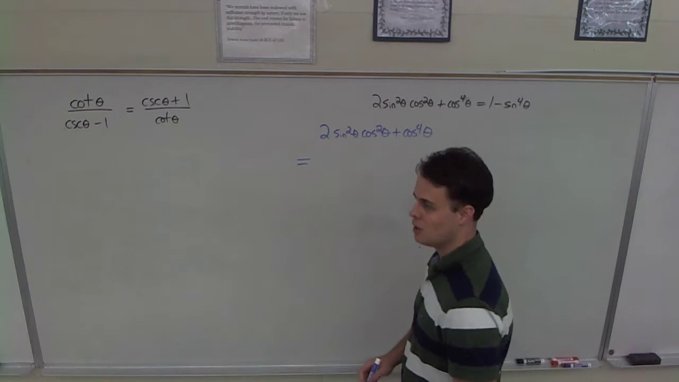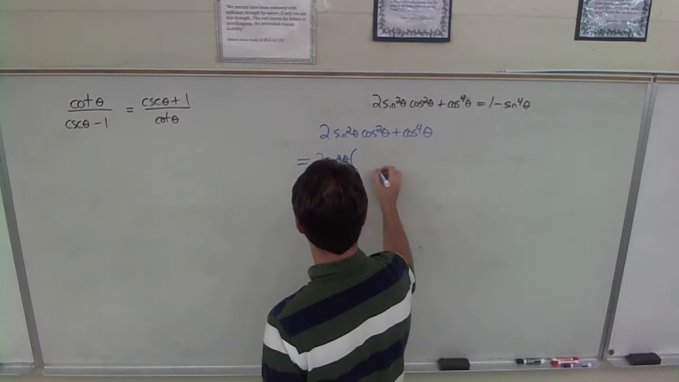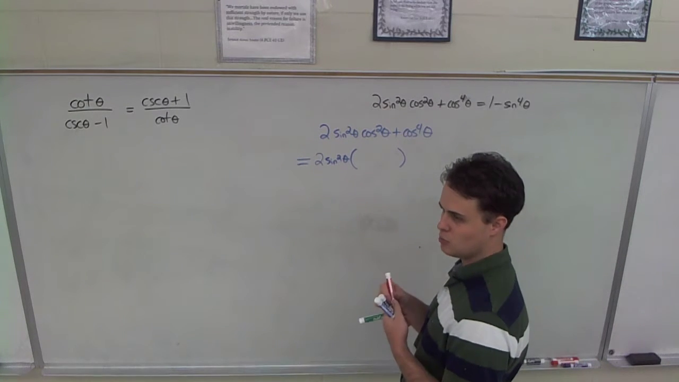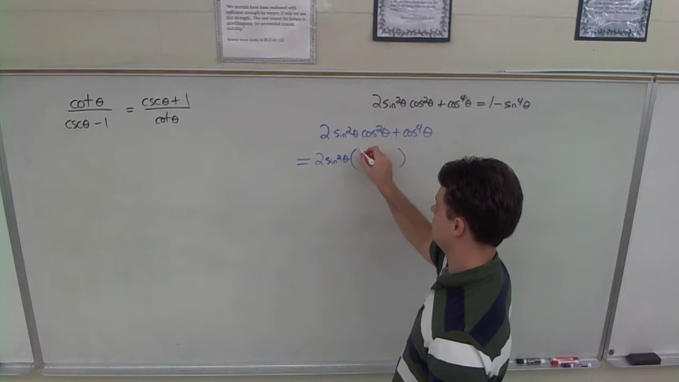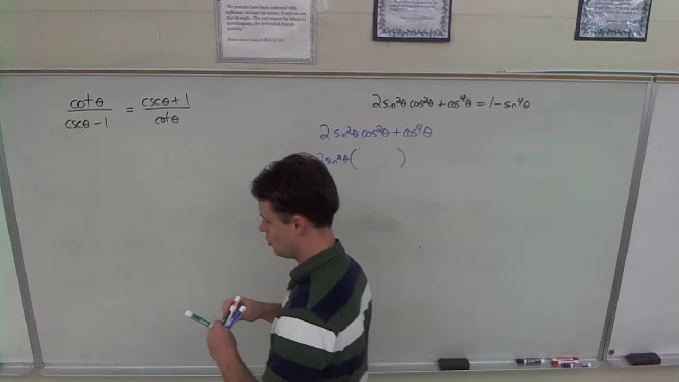You guys get me? So this sine squared's already done. This cosine squared can be something else. What can it be? Mr. Freeberg, do you remember? Okay, if you don't remember, then you've got to write it down.